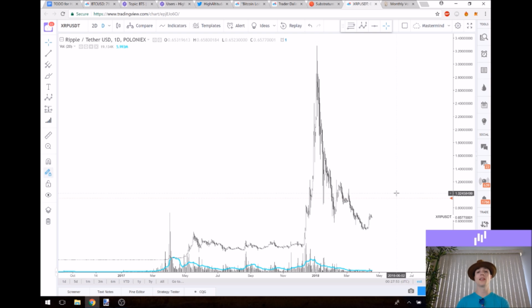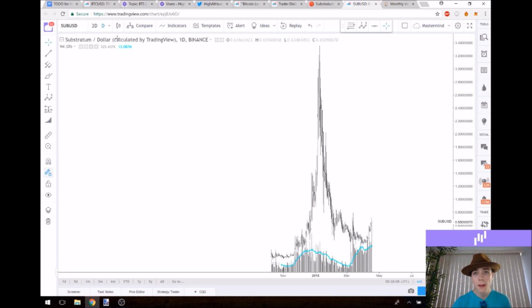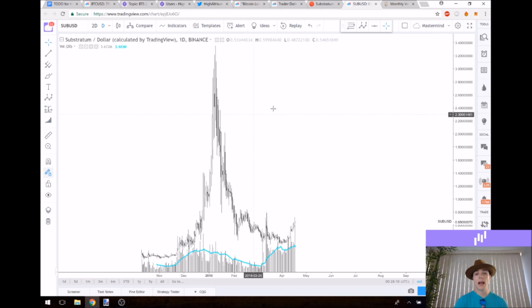I don't get disrupted by Bitcoin's volatility, and I still can trade in and out of these market cycles using the dollar chart. So that's how I get around that. That just explains what that is. Now back to the SUB or Substratum chart, and let's go over some technical aspects of this coin.